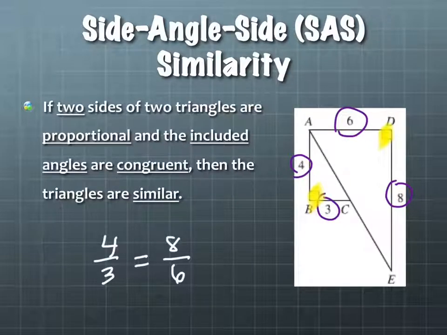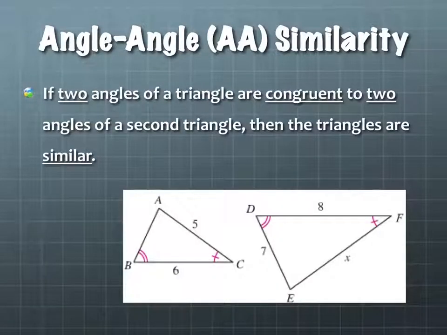And our last one, I'm sure it's the last one, is angle-angle. If two angles of a triangle are congruent to two angles of a second triangle, then the triangles are similar. Why do I not really need all three angles? Why is two angles enough?